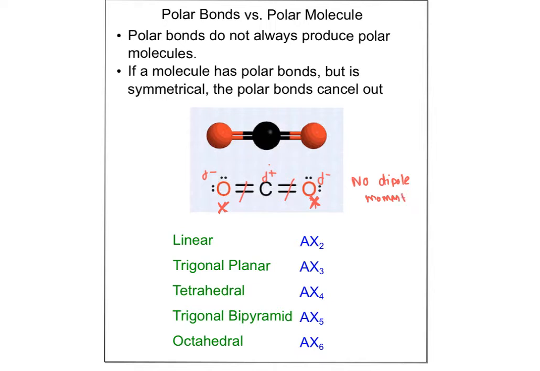So this will happen if we have any symmetrical geometries. So think back to VSEPR. If your geometries are any of these, linear, trigonal planar, tetrahedral, trigonal bipyramid, octahedral, and all of your x's are the same element, like in this case, both of them represented oxygen. If that's the case, even if the bonds in that molecule are polar, they're going to cancel each other out like a tug-of-war. And so the molecule will be nonpolar. No dipole moment, no unequal distribution.